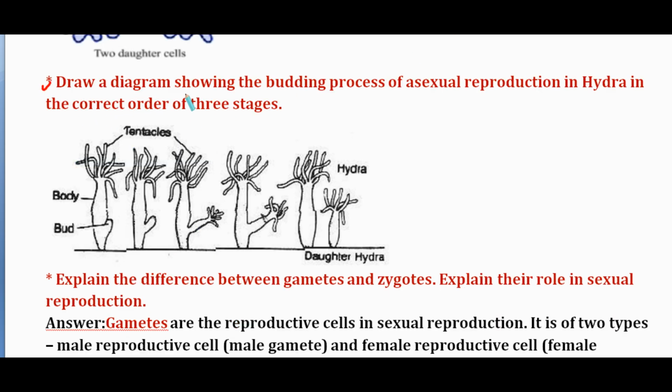Now next question, draw a diagram showing the budding process of asexual reproduction in hydra in the correct order of 3 stages. This is hydra, its body, and this is the bud, and these are known as the tentacles. The bud keeps growing, and tentacles are formed. Now it is divided into 2 living beings, and these are known as daughter hydra.